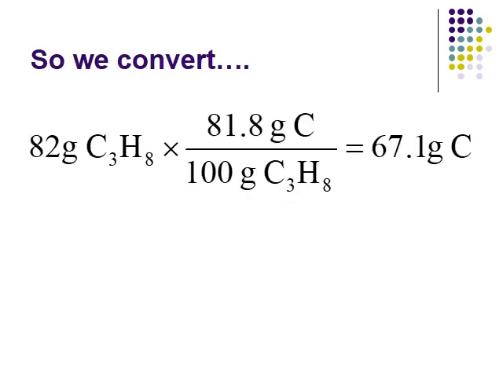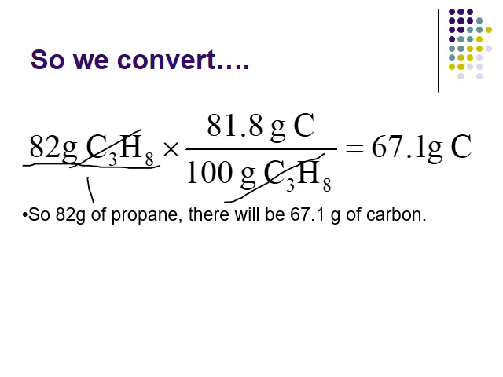So we want to find the mass of the carbon, so we start again with the thing that we know, the 82 grams of propane. And again, you can put that over 1 if you want. We want grams of propane to cancel, so 100 grams of propane on the bottom, 81.8 grams of carbon on top, that's what its percentage is. This number here will always be the percentage, and it gives us our answer. Pretty straightforward, nothing too tricky.